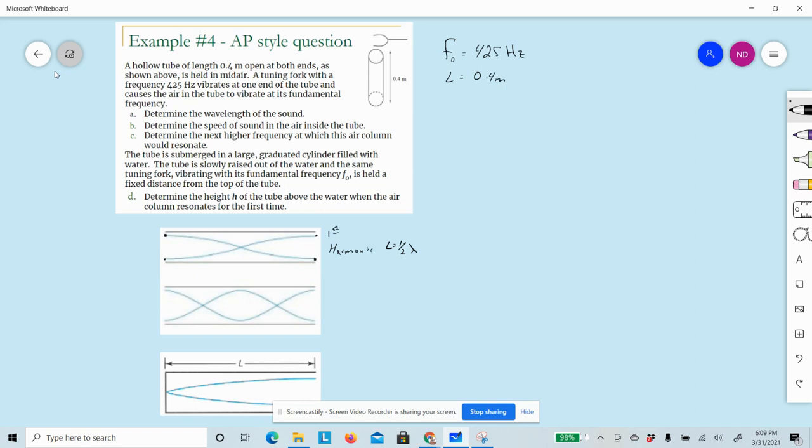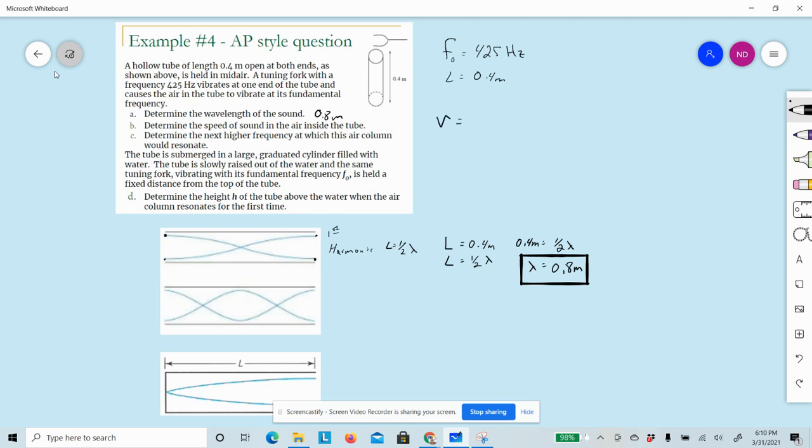Well, this is pretty simple. So if L equals 0.4 meters and L equals 1/2 the wavelength, then 0.4 meters equals 1/2 lambda, or lambda equals 0.8 meters. Very important there. So that's A, 0.8 meters. B, determine the speed of sound.